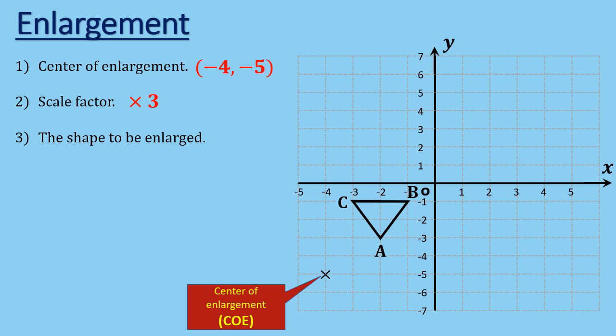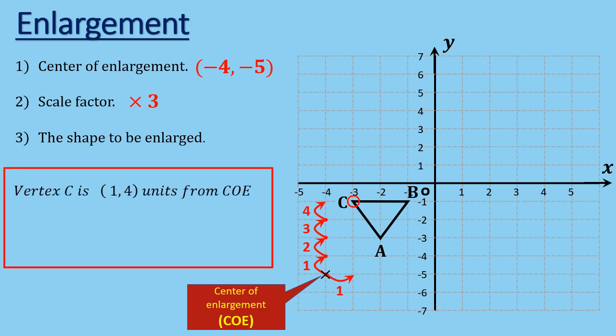The enlargement is actually done one vertex at a time. First, we select a vertex on the original object, say vertex C, and measure its horizontal and vertical distances from the enlargement center. As shown in the example here, the horizontal distance of vertex C from the center of enlargement is 1 unit to the right and the vertical distance is 4 units up, so the horizontal and vertical distances of vertex C from the center of enlargement are 1 and 4 units, respectively.